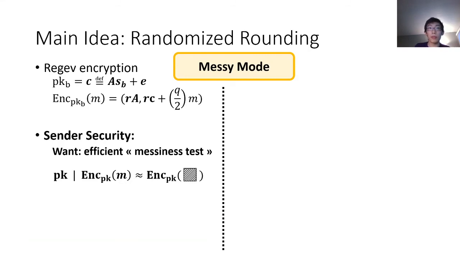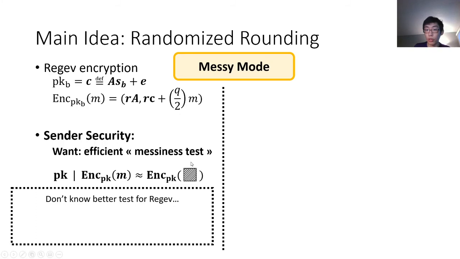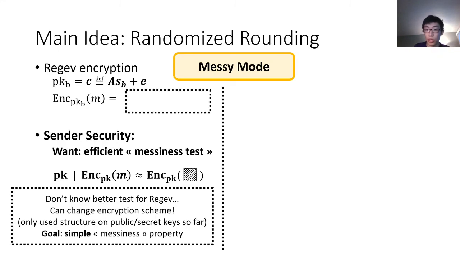The main idea will be to have a more efficient messiness test, and to do so, we'll try to get a more efficient messiness property. I do not know how to get a better messiness test for Reggae, but what we use for security in decryption mode is only the shape of public keys and secret keys. I actually didn't use anything about the encryption scheme. So what we'll do is try to find another way to encrypt that has a better messiness test.